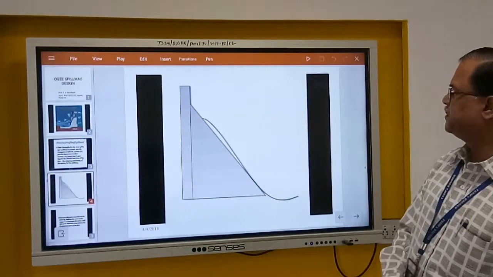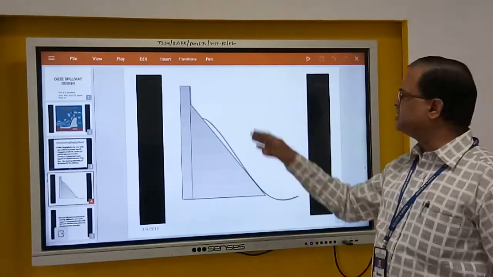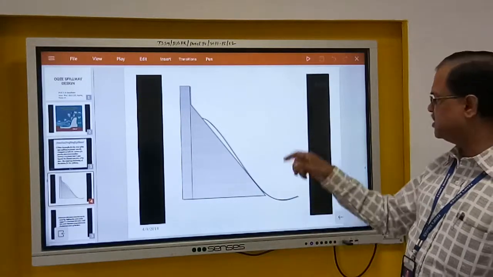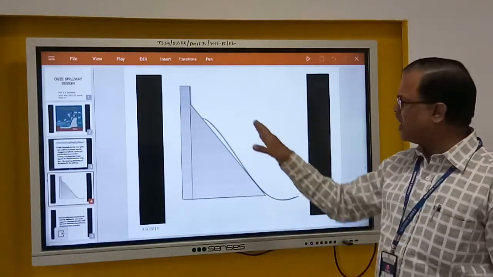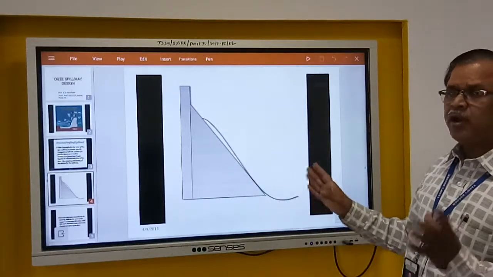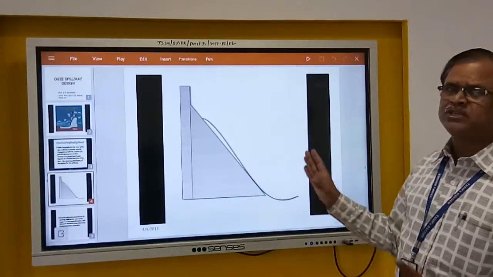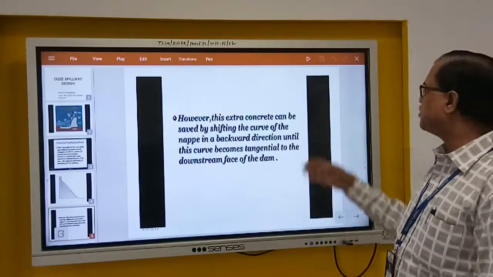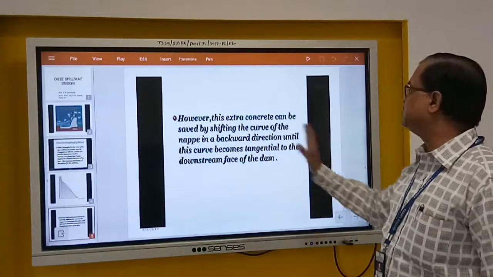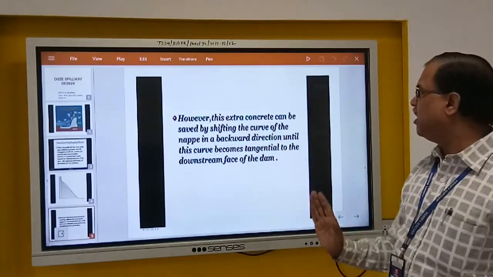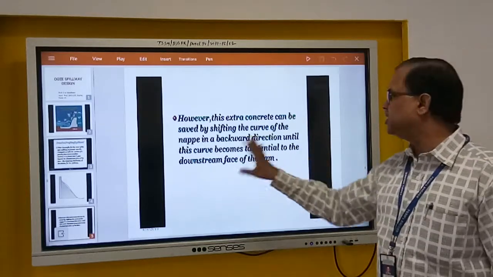Here you can see this figure. The darkened one is our regular non-overflow section, and here we are seeing the shape of the lower nappe. That curve is to be shifted in such a way that we can have the optimum shape of the dam, so the excess material should not go. Extra concrete can be saved by shifting the curve of the nappe in the backward direction until the curve is tangential to the downstream face.